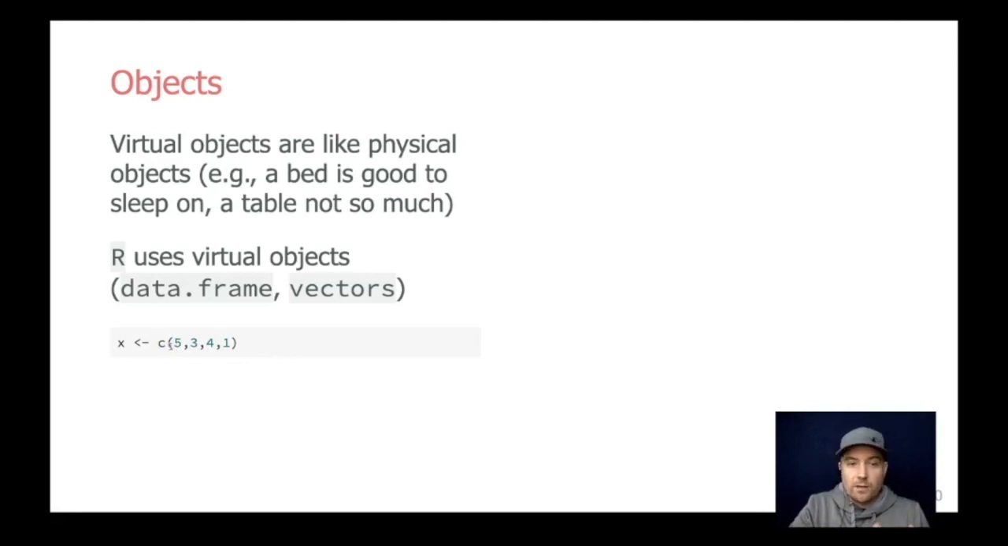What this ends up creating is X, a vector with the numbers 5, 3, 4, and 1 inside of it. We can come back to X whenever we want in this session to find those numbers. Those numbers will stay in there unless we do something to it.